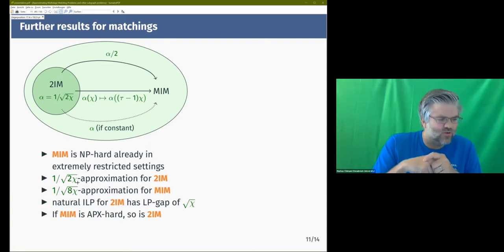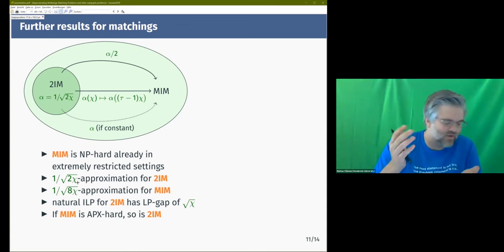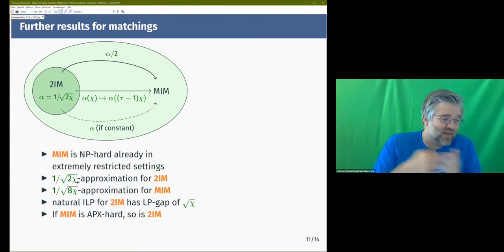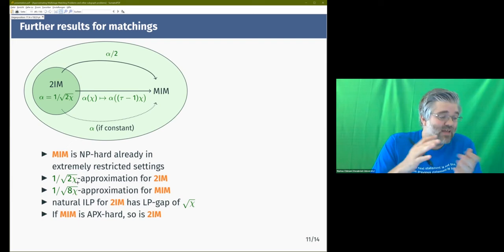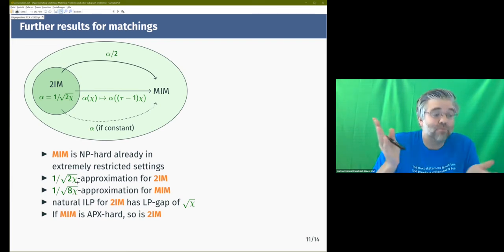This function, of course, looks kind of ugly. I mean, 1 over square root of 2 chi, that's not a nice function, right? But it may be unavoidable. We only have a hint for that. If you look at the natural LP relaxation for this problem in 2 stages, then you can see that it already has an LP gap in the order of square root of chi. So we are just a constant off of that LP gap. So it may be necessary to have the intertwinement in the approximation ratio, but perhaps not, who knows.